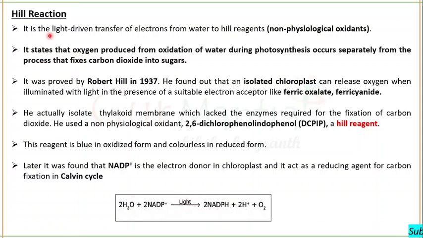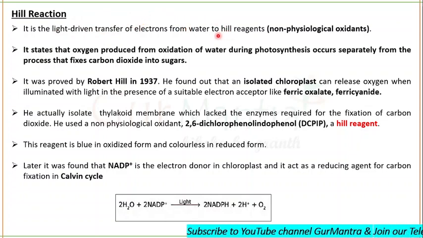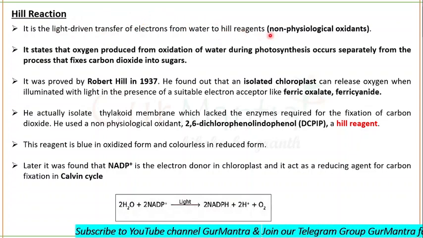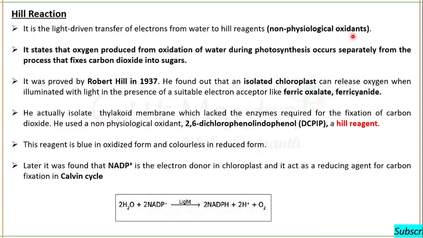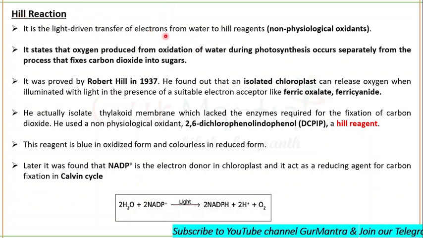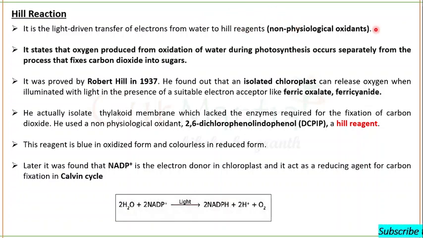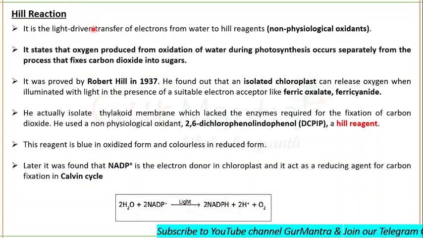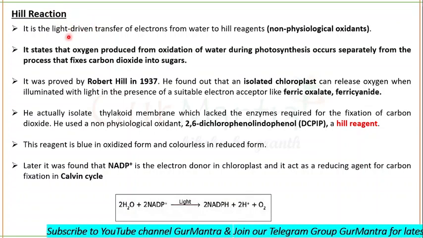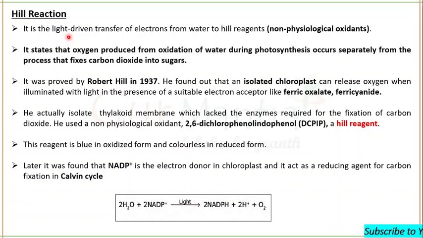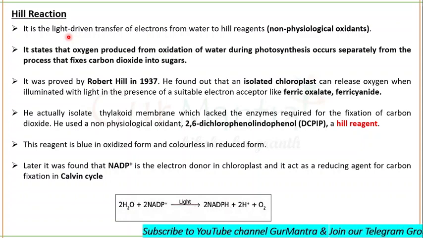See, Hill reaction is a light-driven transfer of electrons from water to Hill reagent, which is a non-physiological oxidant. Okay, in Hill reaction, there is a transfer of electrons from water to a Hill reagent, and that Hill reagent is a non-physiological oxidant. So we understand that if a Hill reaction is a light-driven reaction, then it might be possible that the light reaction in photosynthesis is going to be representing the Hill reaction.